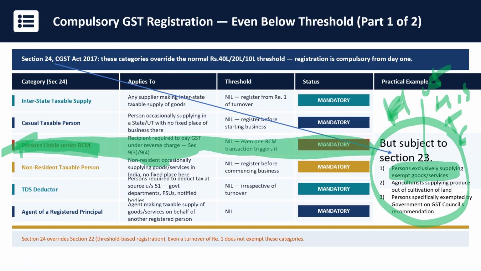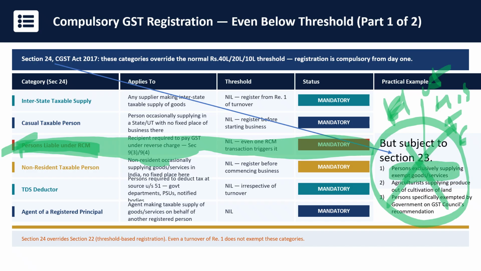But the Kerala AAR took a different strategy. They ignored section 23 and suggested taking a registration under section 24. So my suggestion is better to take a registration under RCM if you are an RCM service recipient. So these are the categories.